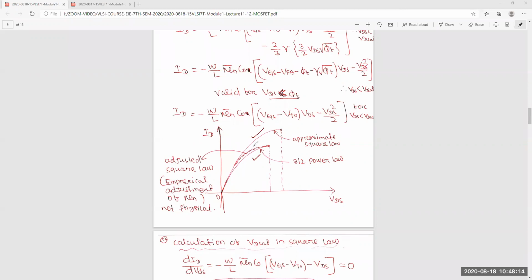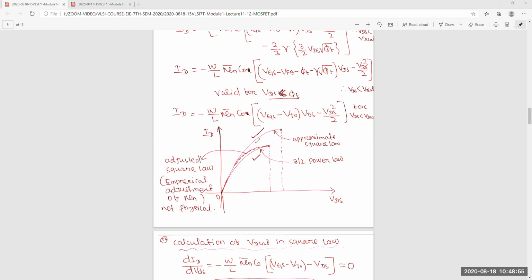Sir, can we also change W by L? No, W by L is a design parameter. According to your spec, you have to change it. It's in your hand. But the device parameters should be fixed. You will not fix them here; you will fix things in W by L, and another will be fixed in another way. That will be different. That's why mu n is a device parameter. Yes, you have no control over mu n and Cx.